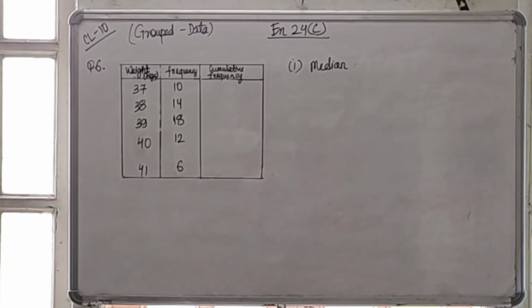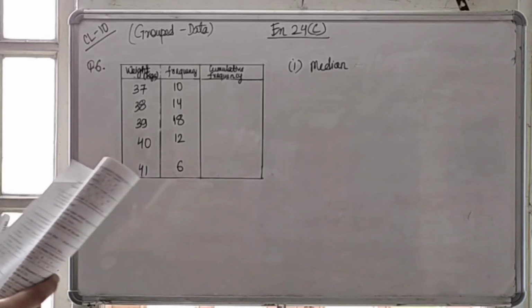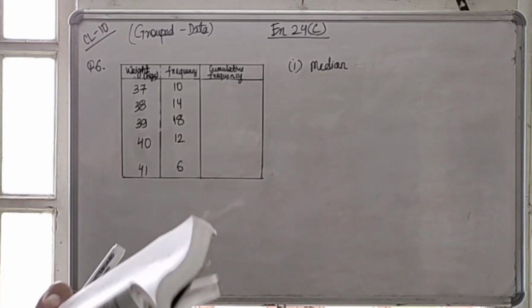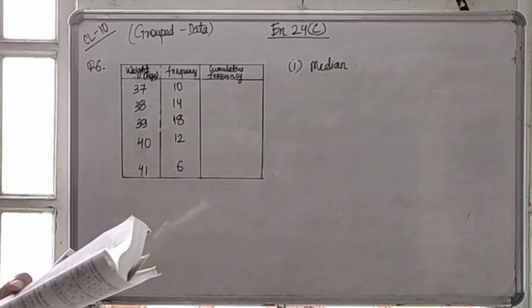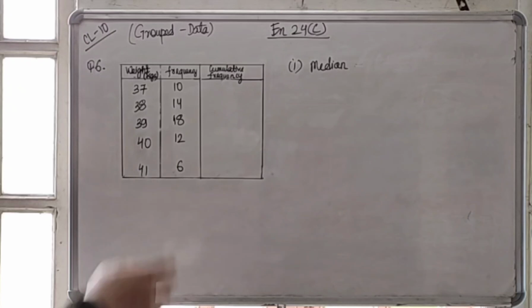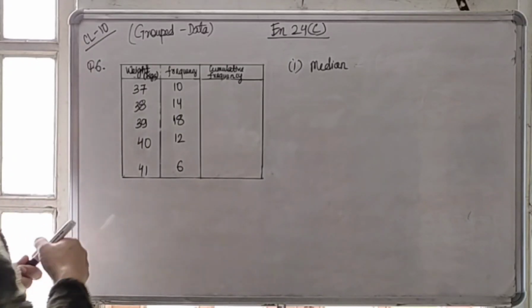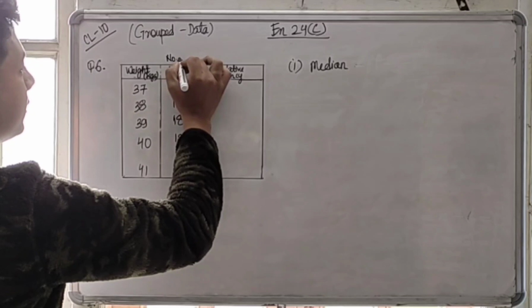All right, let's move ahead with question number 6. Question number 6 is very similar to question number 5. The question says the weights of 60 boys are given in the following distribution table. Find the median, lower quartile, upper quartile, and interquartile range. The table is given to us. The first column is for weight, and the second column is for the number of boys, which is my frequency.